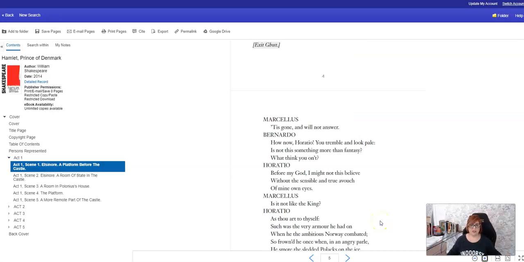Then Marcellus is like, "'Tis gone, and will not answer." And then Bernardo's like, "How now, Horatio? You tremble and look pale. Is not this something more than fantasy? What think you on it?" So Bernardo gets a little sassy. He's like, ooh, I thought you didn't believe in ghosts, Horatio. Now you're all scared and pale. What do you think now? So Bernardo sasses it up.